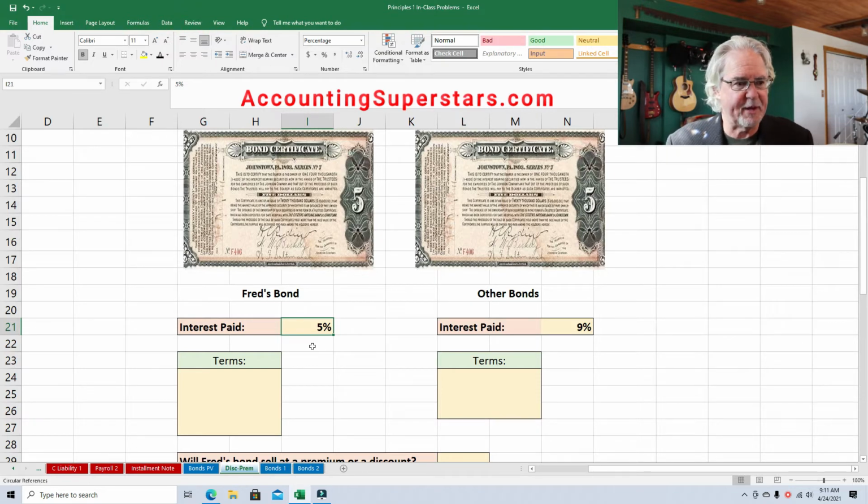Well, that's certainly a possibility. But what will probably happen is the value of Fred's bonds will probably go down. For instance, if Fred wanted to raise $1 million, he's probably not going to get to receive that full $1 million because his bonds pay a lower interest rate.